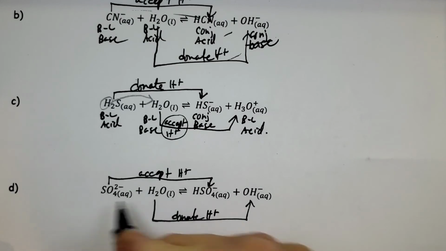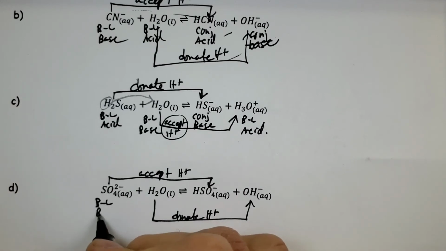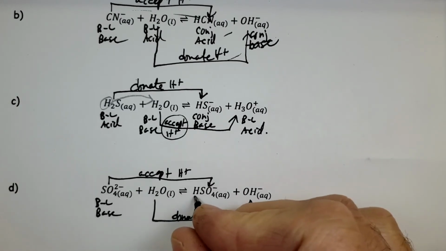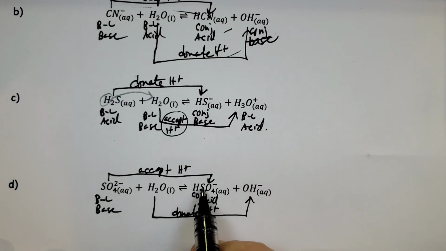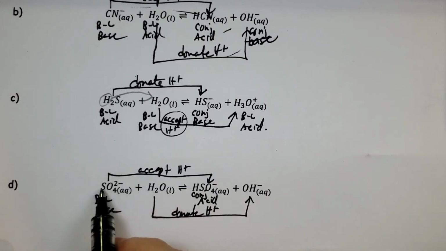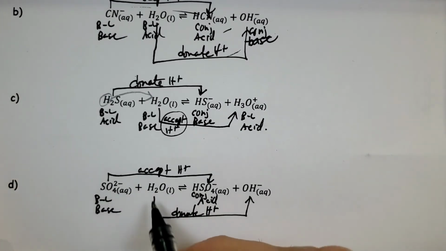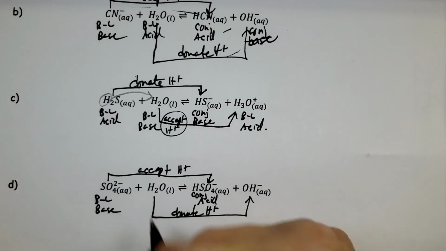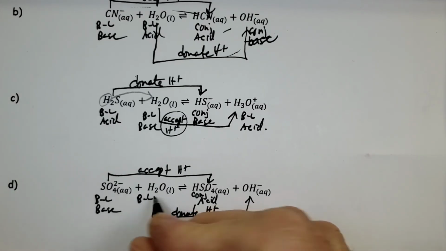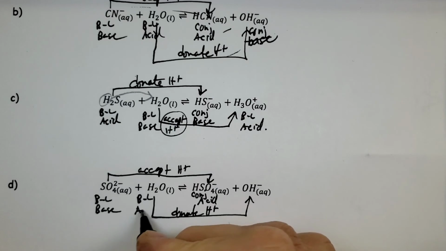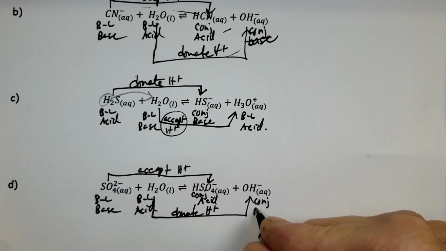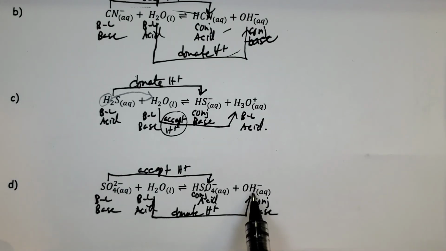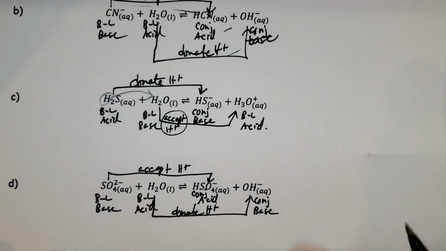So anything that accepts an H is a base, and it's always going to be paired up with an acid, conjugate acid, because we can see HSO4 negative becomes SO4 2 negative, it loses an H from left to right. H2O to become OH, we can see that it lost an H, so it's the Bronsted-Lowry acid, and that is, of course, going to be paired up with a conjugate base, because OH becomes H2O. It receives an H. All right, so that's how you do that.